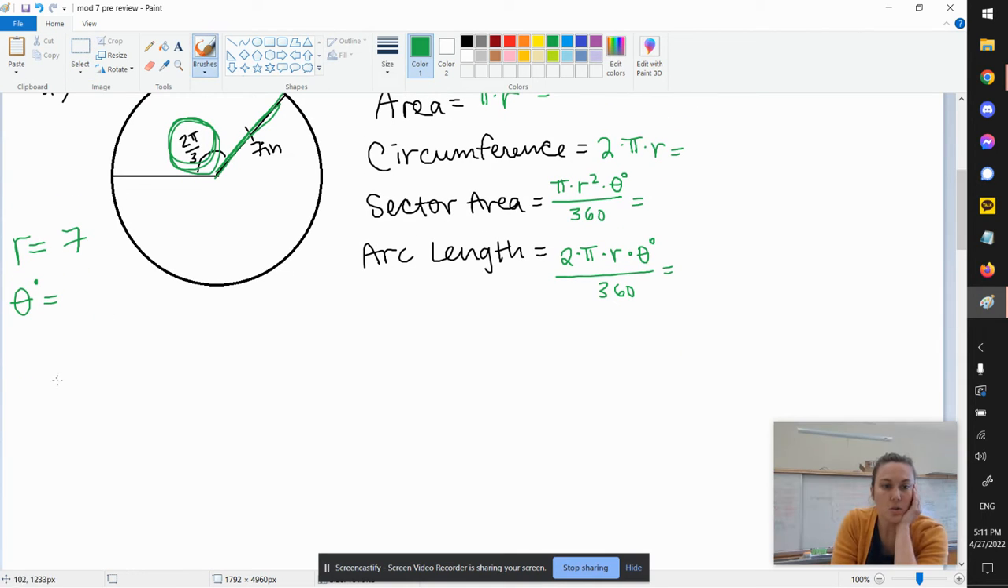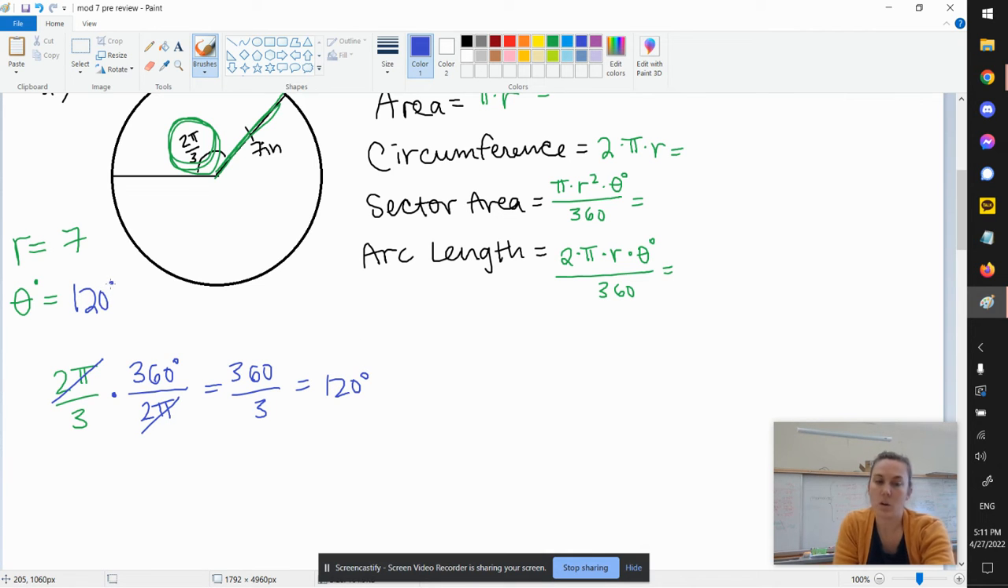Let's change 2 pi over 3 into degrees. If we want to do the unit conversion way, we would say I no longer want radians, I do want degrees. I can cancel these and do 360 divided by 3 and get that our theta is 120. That's the unit conversion way.